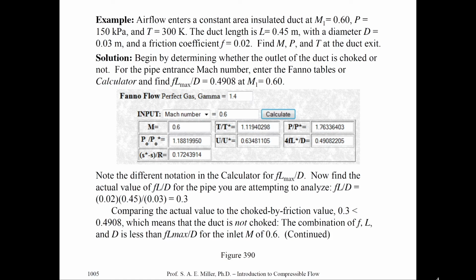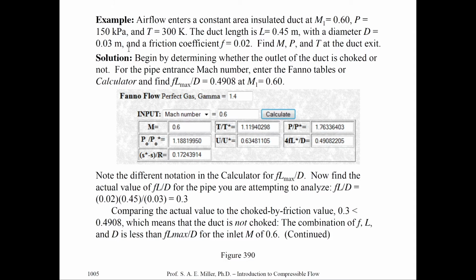Let's do another one, except this time with the compressible aerodynamics calculator under the Fanno flow section. The example reads, air enters a constant area insulated duct at M1 equals 0.6, P equals 150 kPa, and T equals 300 Kelvin. And so we know the initial condition of our flow. It's insulated, so that means that there's likely very little heat transfer. Yet there's friction. The duct length is 0.45 meters, the diameter of the duct is 0.03 meters, and has a friction coefficient of 0.02. We seek to find Mach number, pressure, and temperature at the duct exit.